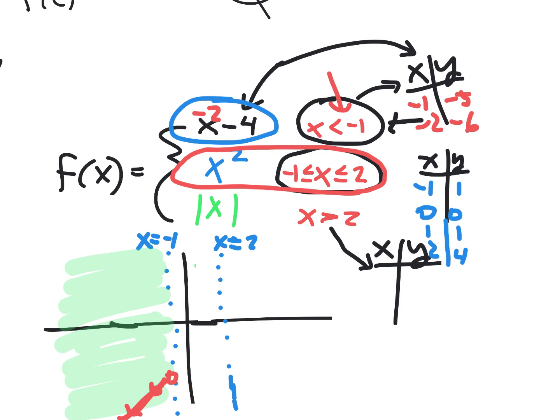-1, 1. 0, 0, 1, 1, 2, 4. Oh, it's part of a parabola. That makes sense. Because look, it's x squared.